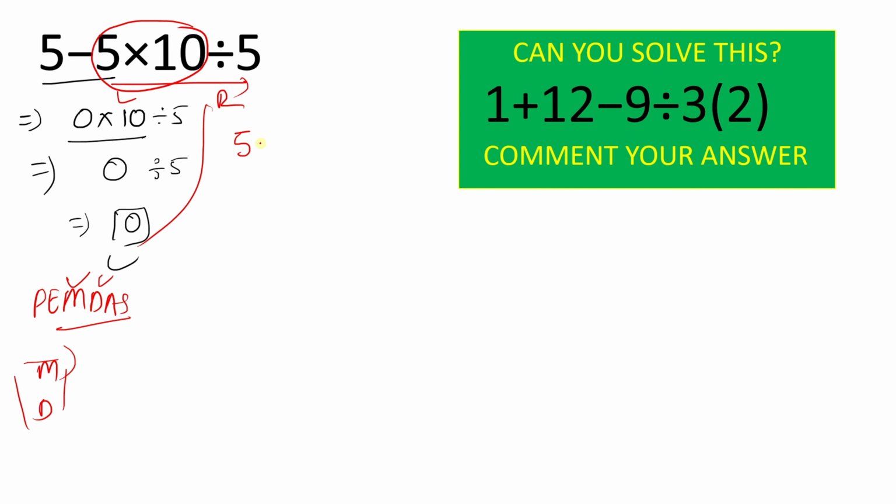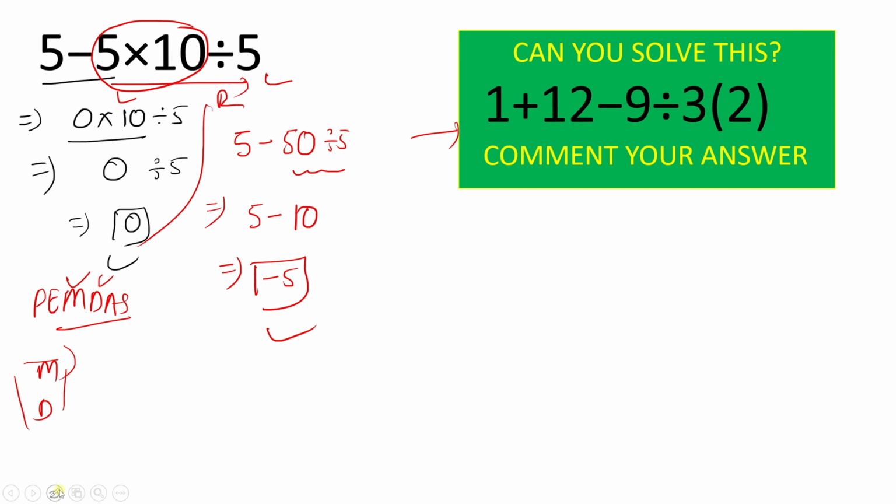We will write 5 minus 5 times 10 will give result 50 divided by 5. Now we will go for this division part. We will write 5 minus 50 divided by 5 will give result 10, and 5 minus 10 will give result minus 5, which is the right answer for the first question.